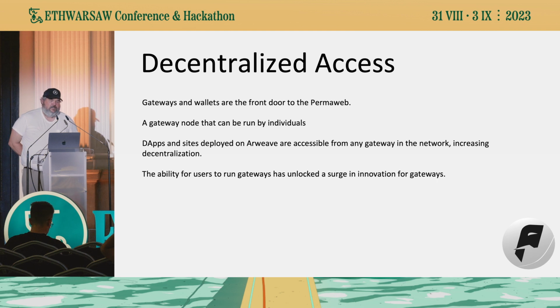Decentralized access, so in order to access the Permaweb, we have to have an open front door, and that's where gateways and wallets come into play, so that applications can allow users to come in. And these wallets continue to evolve, and recently we have a few wallets that actually allow for Web 2 users to access the Permaweb, so they can use their Google account or their email address. So we're constantly working on ways to allow people to access the Permaweb.